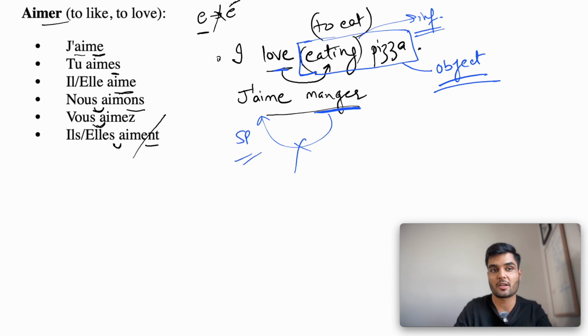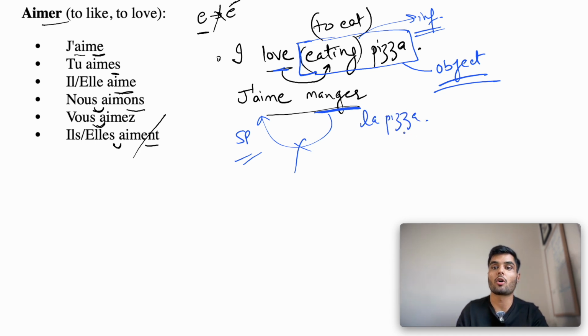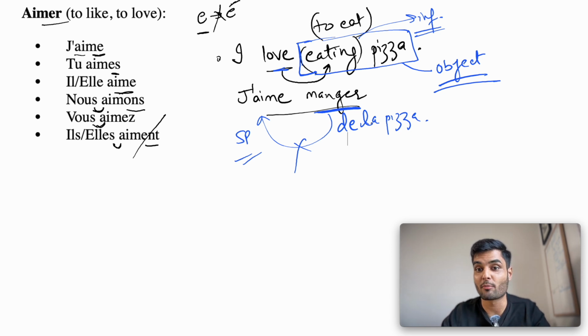That will be j'aime manger la pizza. J'aime manger la pizza. If you want to say I love eating the pizza, or we will mainly be using the partitive article over here, which if you haven't done, that's okay, don't worry about it. Right now you will do this very soon once you do partitive articles. So this is going to be our sentence, j'aime manger de la pizza. I love eating pizza.